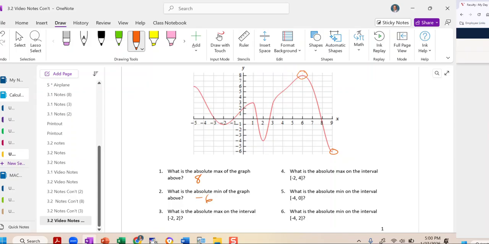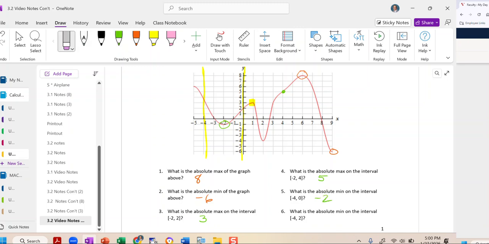Now, in the interval between -2 and +2, which is right here, the absolute maximum would be this 3. Now, between -2 and +4, which moves it over here, the absolute maximum is now this endpoint, which is 5. Between -4 and 0, which is right there, the absolute minimum is -2.